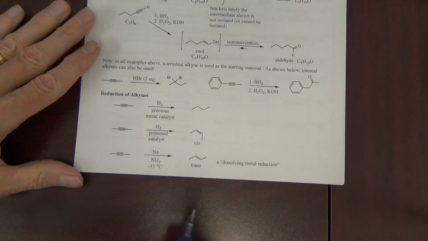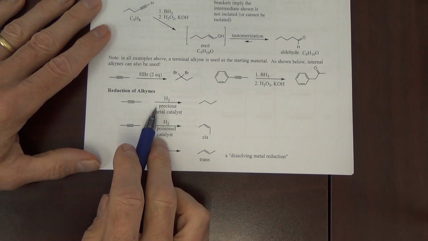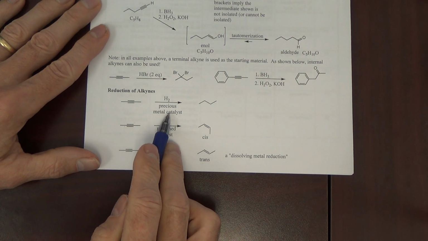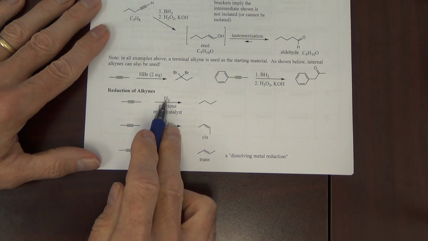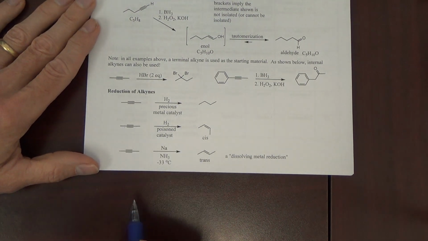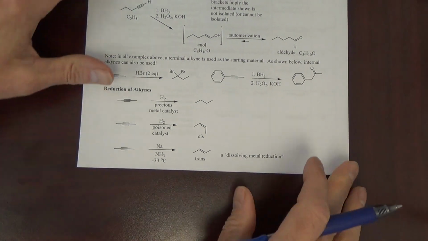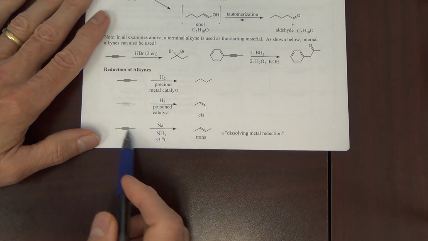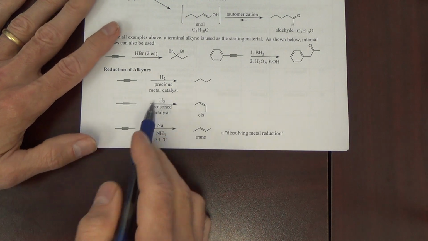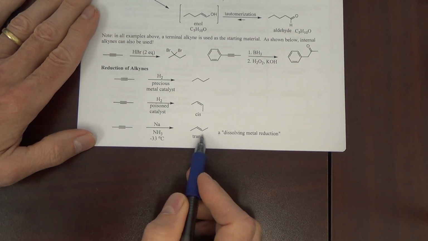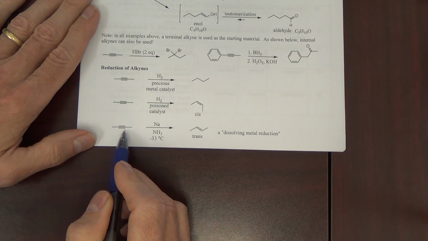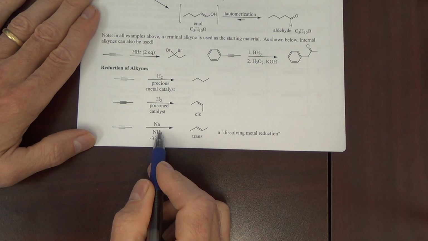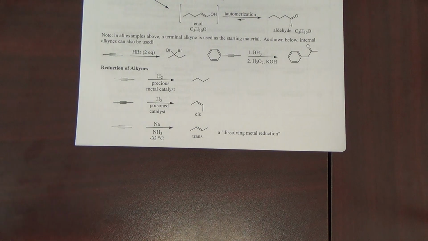We'll also see reduction of alkynes. As with alkenes, alkynes can react with hydrogen and a precious metal catalyst to give addition of hydrogen. We call that hydrogenation, or we can call that reduction. I'll leave this discussion to later. One comment I'll make now is that we will see our first radical reaction. Reduction of alkynes to trans alkenes, that's a radical reaction involving use of sodium metal and ammonia as a solvent.